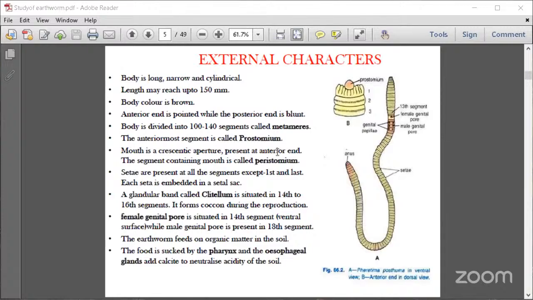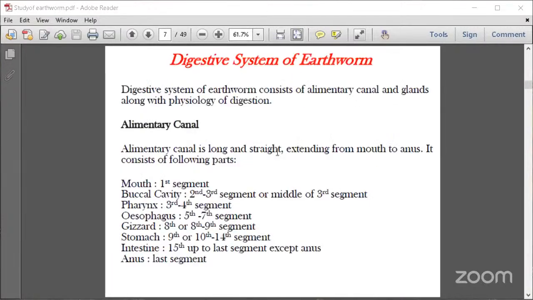We have this type of earthworms, and when coming to the digestive system of the earthworm, here the digestive system of the earthworm consists of the alimentary canal and glands along with the physiology of digestion. Here the digestive system is a complete digestive system with a mouth, pharynx, esophagus, crop, gizzard, intestine and anus. The alimentary canal is long and straight, extending from mouth to anus.